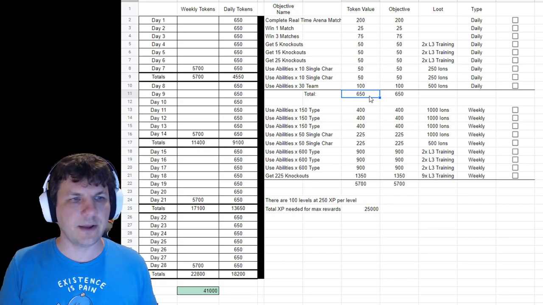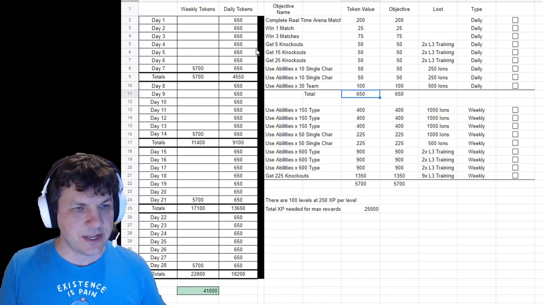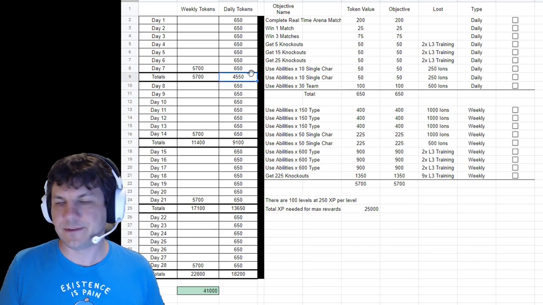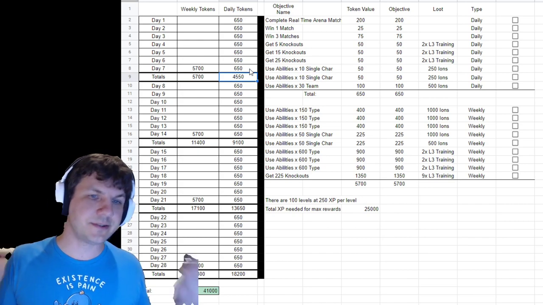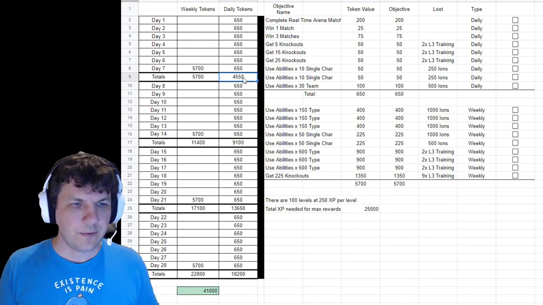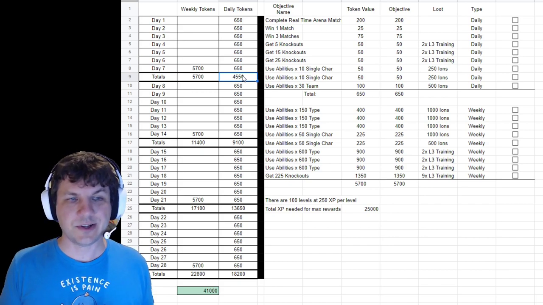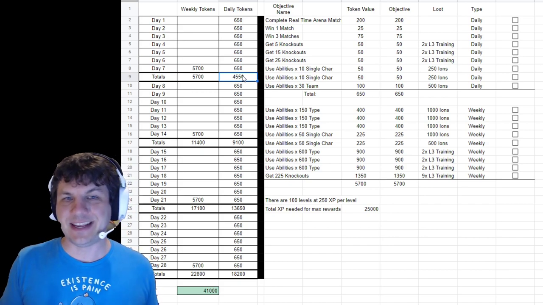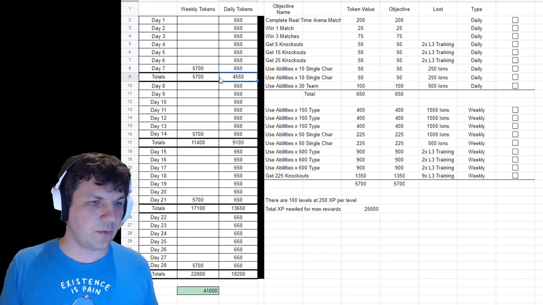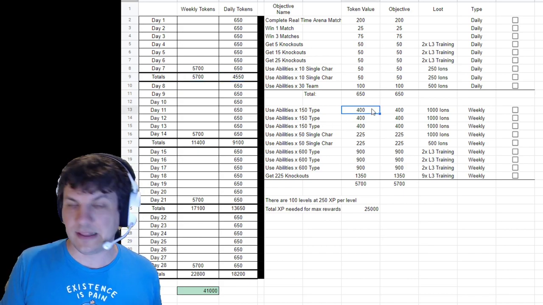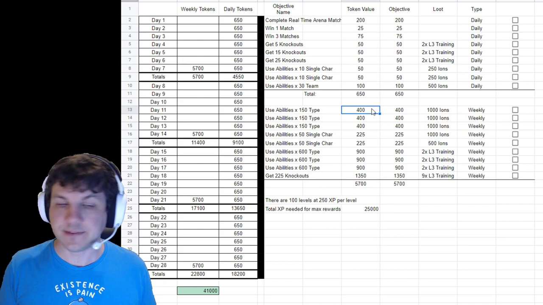So over a week span of 7 days, you'll actually get 4,550 points if you do every one of those every single day, right? Well, that's a lot of points considering we only need 25,000 in 4 weeks, right? And that's just 1 week of dailies, and that's not even considering the weeklies. So the weeklies are worth a lot more, but they take a lot more effort and time, right?